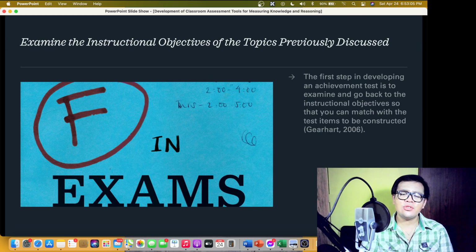So, examine the instructional objectives of the topics previously discussed. According to Gerhardt of 2006, the first step in developing an achievement test is to examine and go back to the instructional objectives so that we could match them with the test items to be constructed. So everything should be anchored on the SMART objectives that you were able to set, making sure that the cognitive, affective, and psychomotor skills of the students are also enhanced based on the objectives of your exam and the instruction anchored in the previous topics.